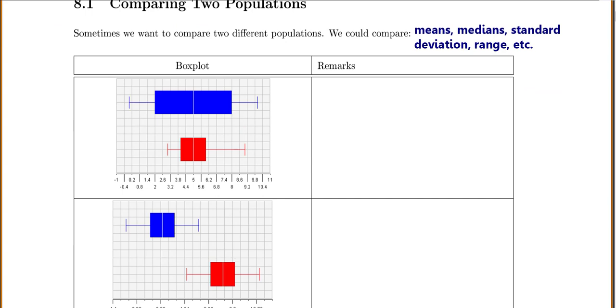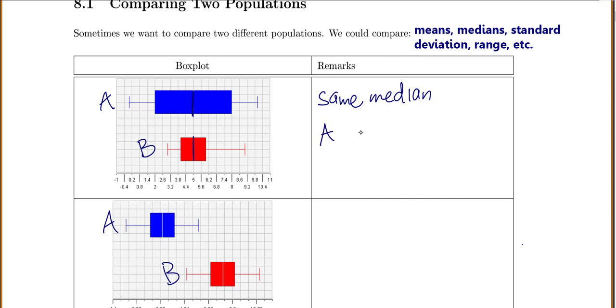So let's compare these data sets. I'm going to go through and label these just A and B, so that we can refer to them easily. When I look at this first set, A and B, notice the line in the middle, that's your median, and it looks like they both have the same median. So their center is about the same. But it looks like A is a lot longer than B, so A is much more spread out. So A has a bigger spread.